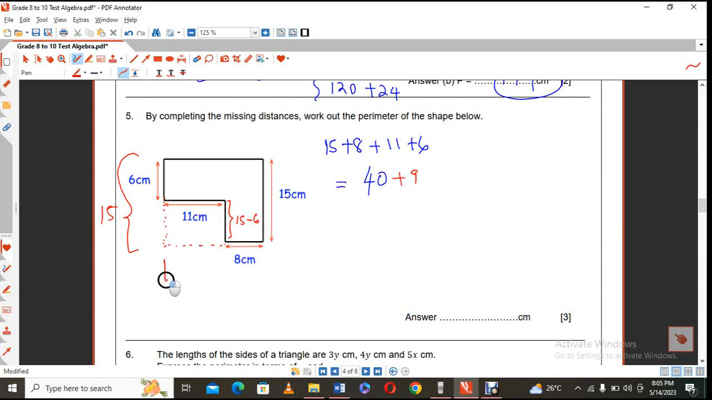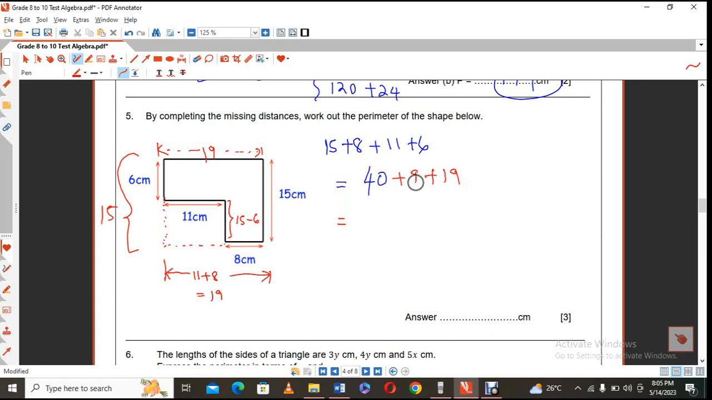Now this is also similar. This whole distance over here is 11 plus 8. Do you see that? It's that 11 plus this 8, which is basically 19. So this top part is also 19. All right, so that means I must add 19 on that part.